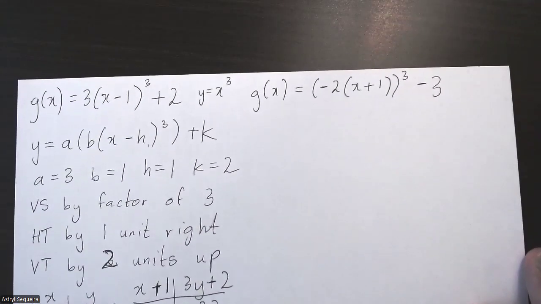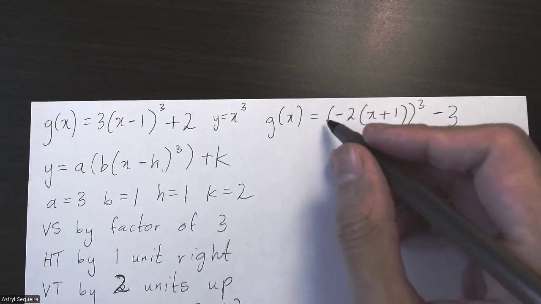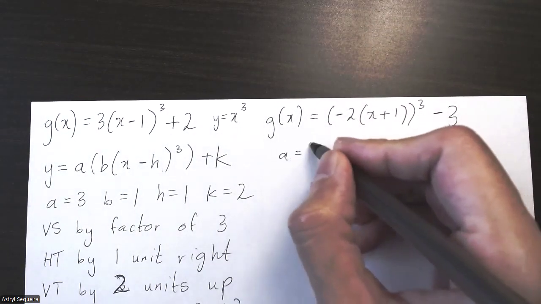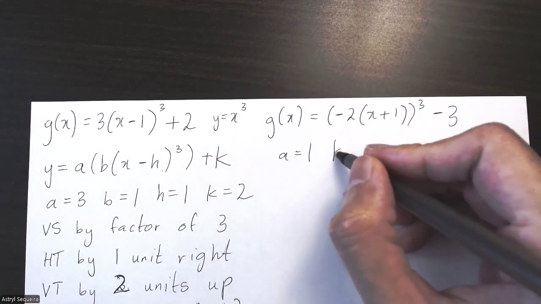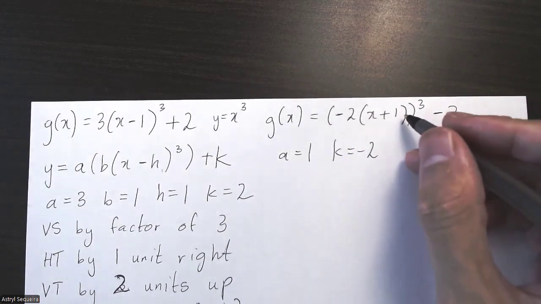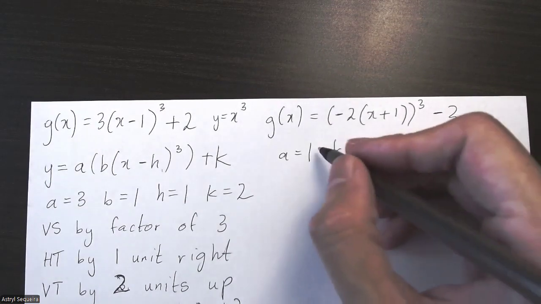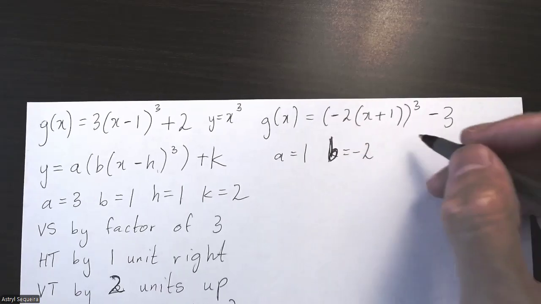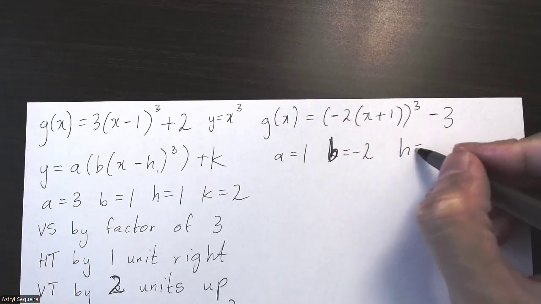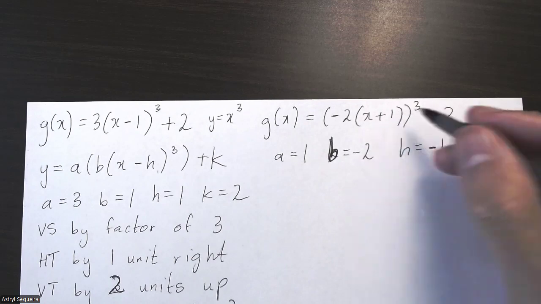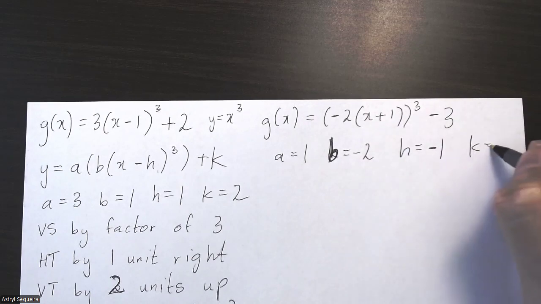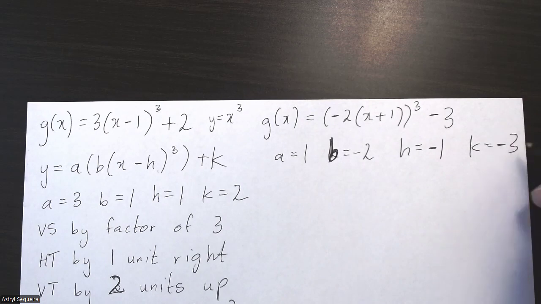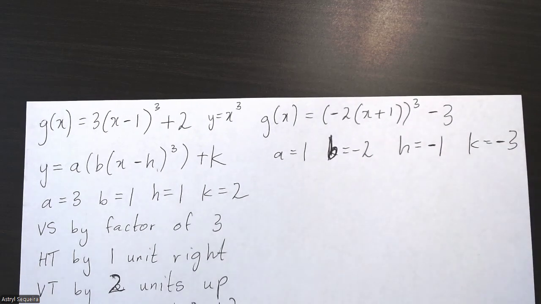Okay, so let's try it for this second example over here for a bit of practice. In this one, I have no a value, so a is just 1, b is negative 2. Oops, not k, sorry, b, mixing that up with the other format. H is negative 1 because it has to be the opposite of that, and k is just that value there, which is negative 3.